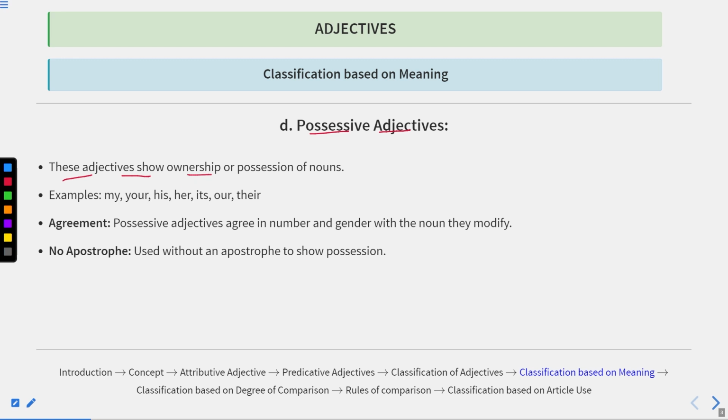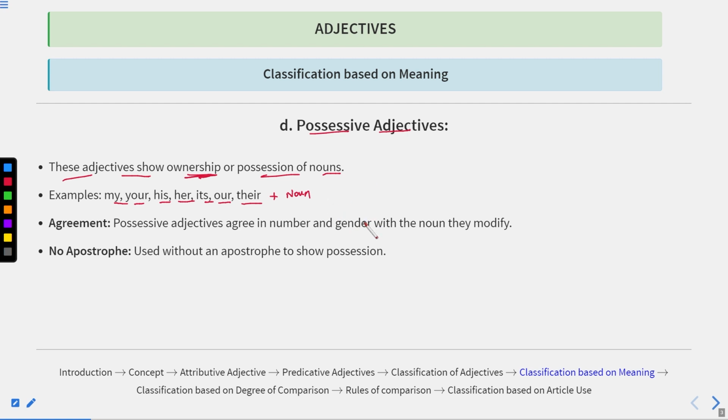These adjectives show ownership or possession of nouns. So whenever we show the ownership of nouns, they are known as possessive adjectives. Examples: my, your, his, her, its, our, or their. Just after these we use some nouns. That is why these are known as possessive adjectives.